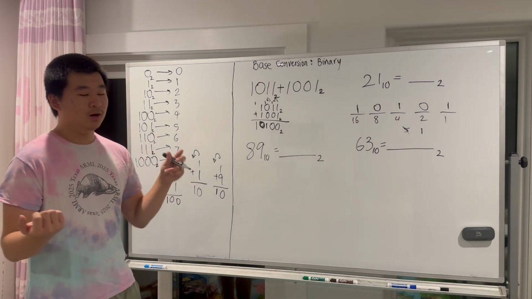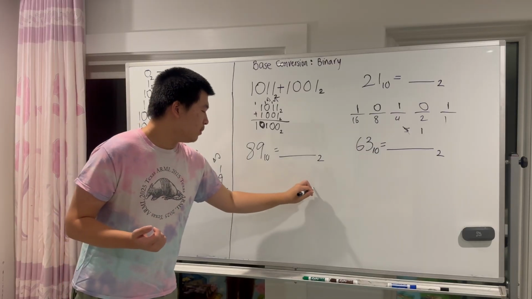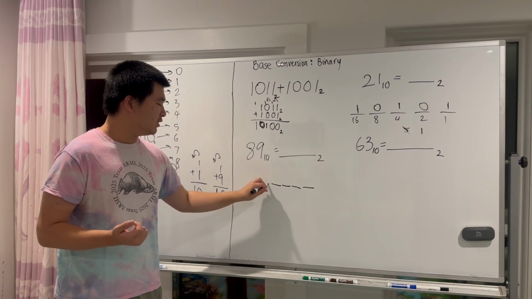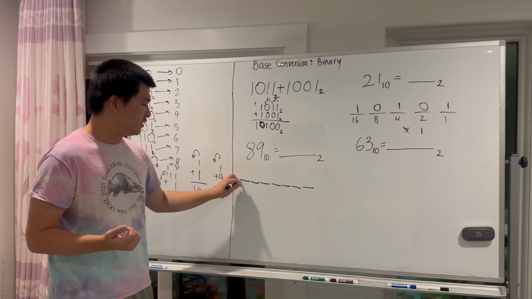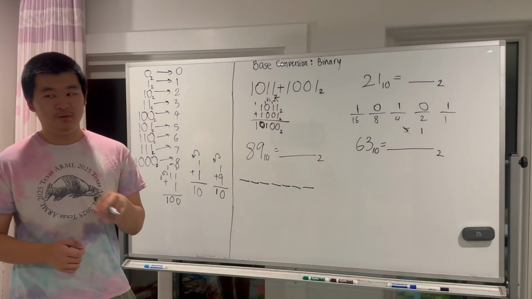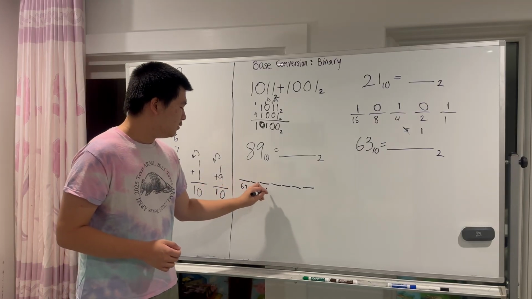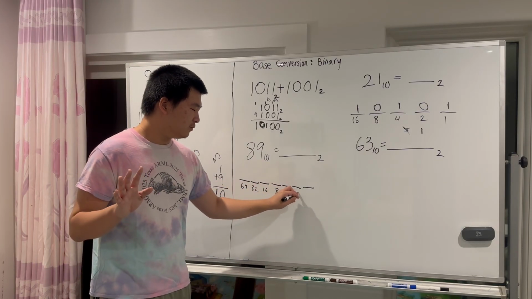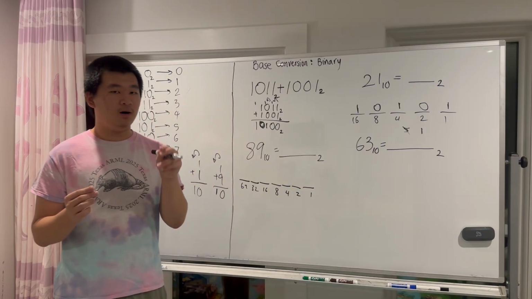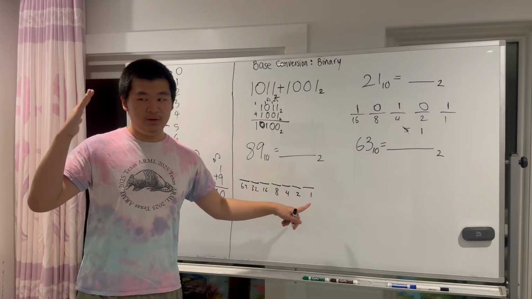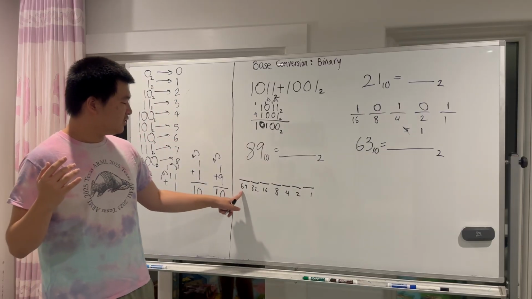How many digits? Well, 1, 2, 4, 8, 16, 32, 64. 64 is the biggest power of 2 less than 89. So we're going to have this. And you don't have to write this, and in fact you can't, because this has to be all done in your head, but this is what I kind of imagine going on in my head when I'm doing this conversion. So 64 goes into 89.